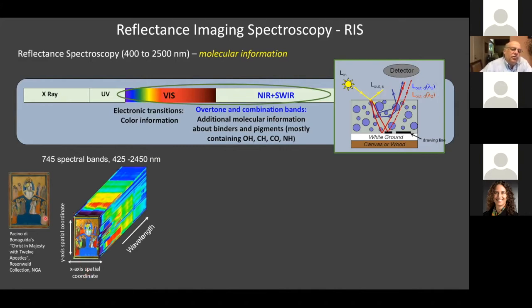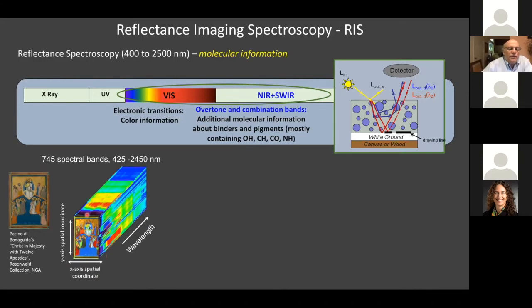And here I show you a hyperspectral image cube of a work by Pacino, an illuminated manuscript. I'm showing you the two spatial dimensions and then the wavelength or energy direction. And as you can see, we end up with a tremendous amount of data. We've got 745 spectral bands. So essentially, you can imagine we have 745 different images of this painting in very narrow spectral bands, all aligned.